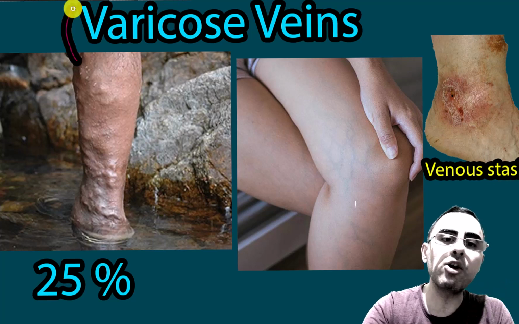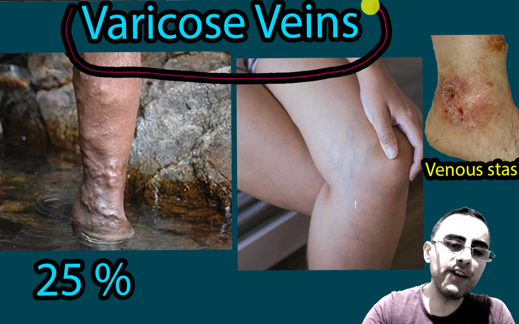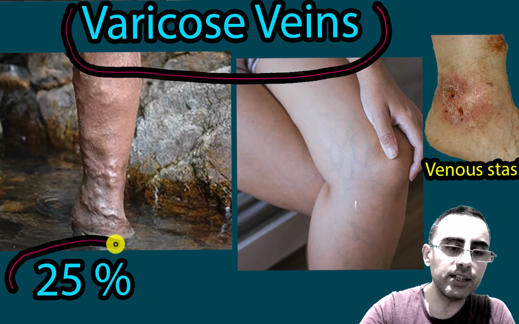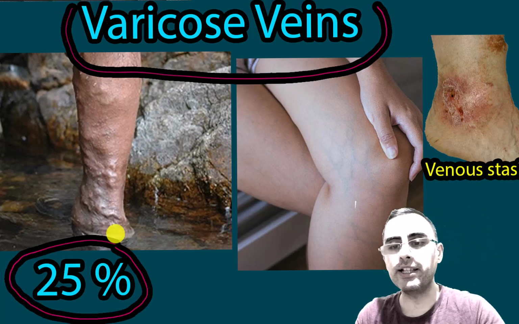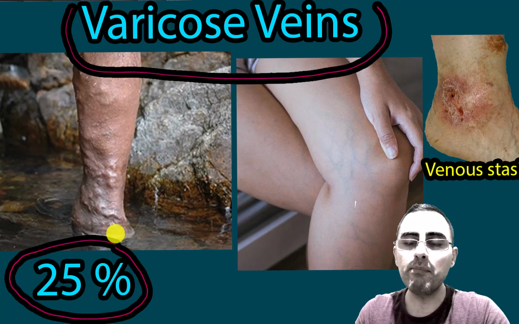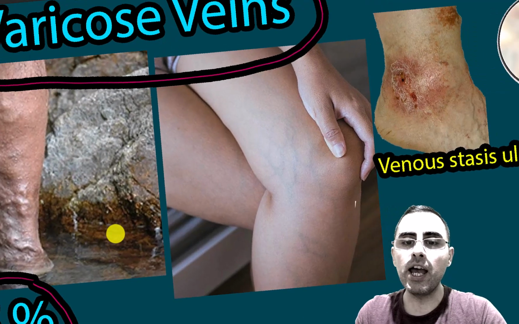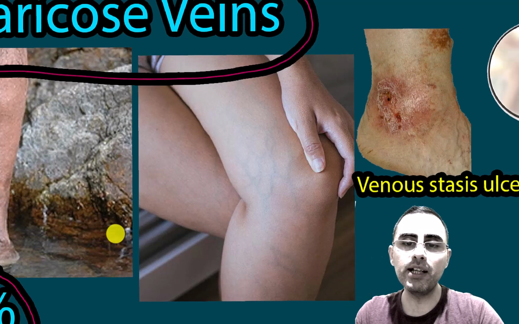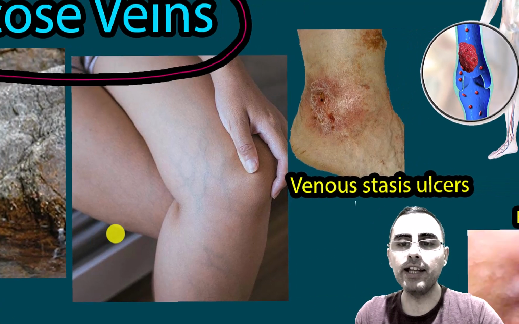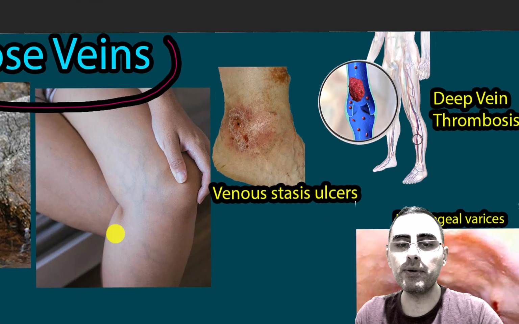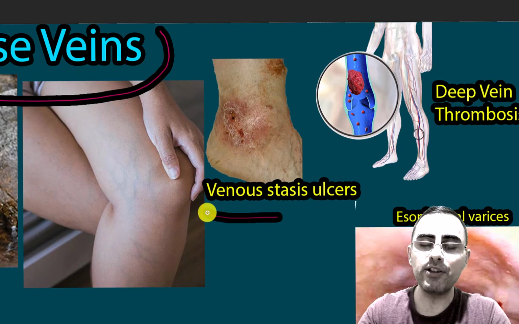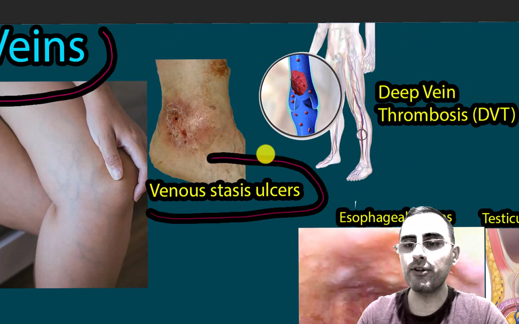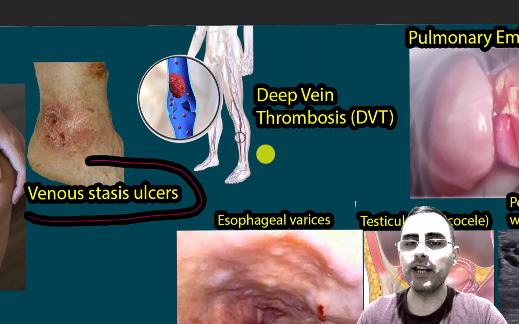Varicose veins is a common condition. It affects around 25% of the adult population globally. Varicose veins may seem like a superficial and aesthetic problem, but the underlying mechanism is more serious, and it can increase the risk of venous stasis ulcers, deep vein thrombosis, and pulmonary embolism.